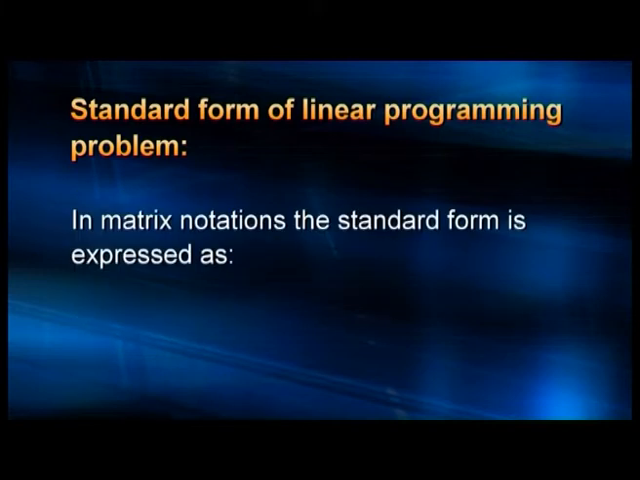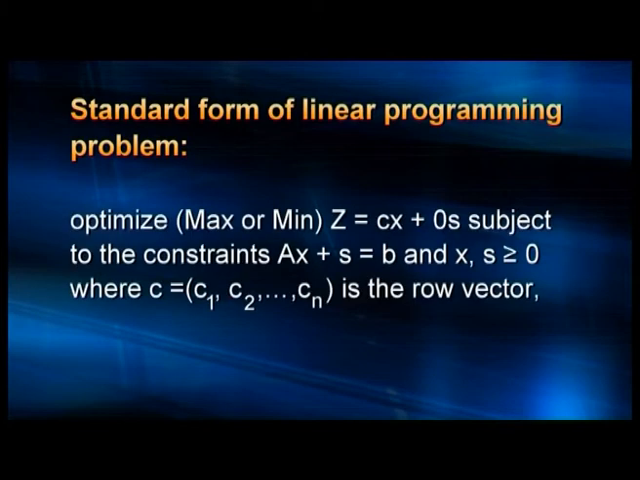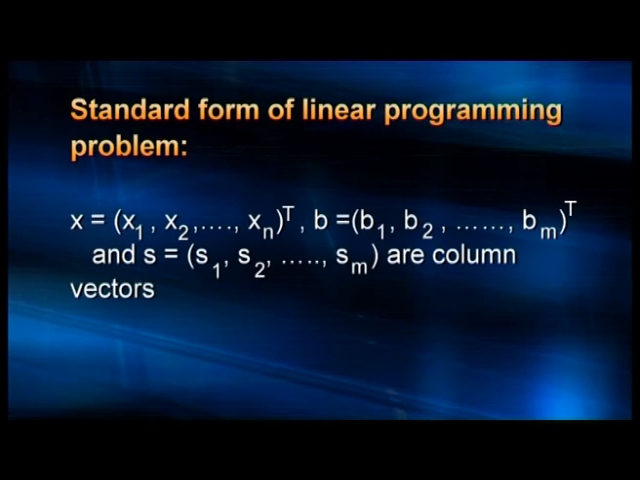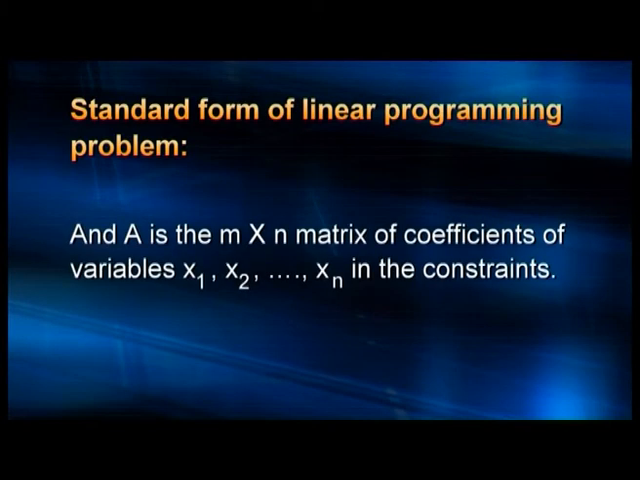In matrix notation, the standard form is expressed as optimize, maximize or minimize Z = Cx + 0 S, subject to the constraints Ax + S = B and x, S greater than or equal to 0, where C = (c1, c2, ..., cn) is the row vector, X = (x1, x2, ..., xn) transpose, b = (b1, b2, ..., bm) transpose, and S = (s1, s2, ..., sm) are column vectors, and A is the m by n matrix of coefficients of variables x1, x2, ..., xn in the constraints.